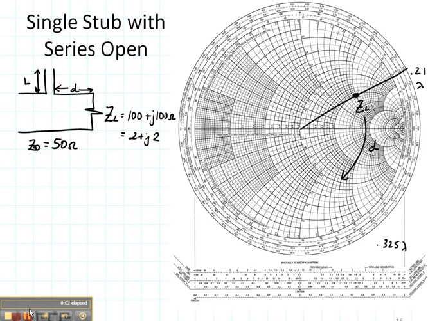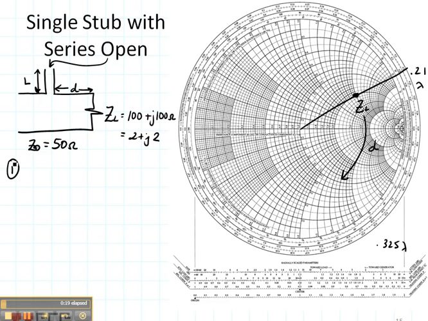Now let's do an example. Let's design a single stub matching network with a series open. The series open means that we have an open circuit on the end of this stub. I'm going to use the same load example that we did before just to make it easy. Remember, there were two places that I could match the real part.